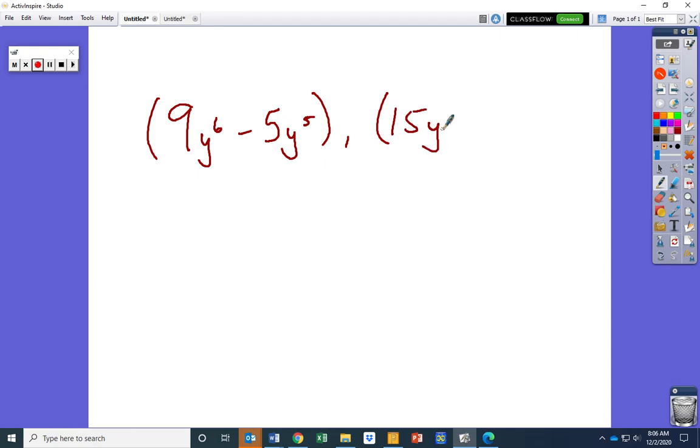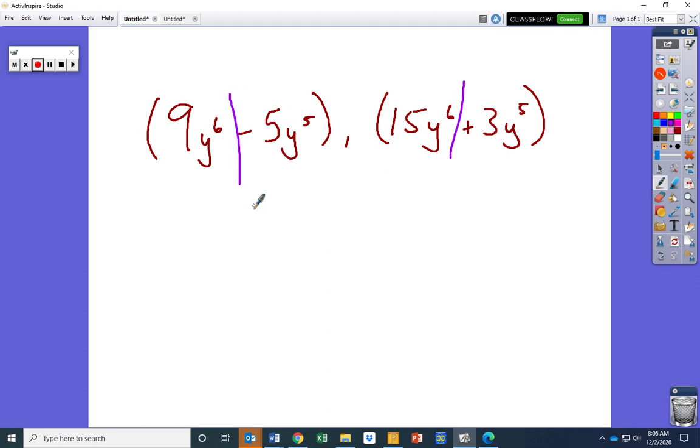Okay, let's try this one. You guys do this one for me. I've got 9y to the 6th minus 5y to the 5th, and I'm going to add that with 15y to the 6th plus 3y to the 5th. Okay? So again, what am I looking for first? Before I do any combining, what am I looking to do? Somebody tell me, somebody other than Jackson. I appreciate you, Jackson. Drew? Separate the terms, right?